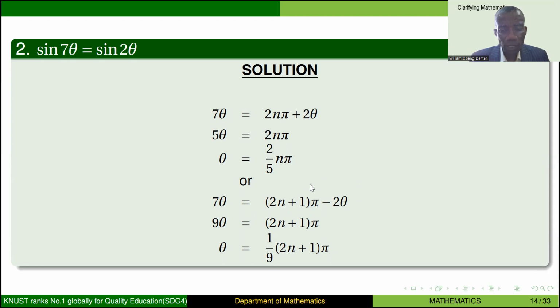So we add 2 theta to the right-hand side and 2 theta to the left-hand side. So we shall get 9 theta on the left-hand side. Then this theta will clear off because of the negative sign we are adding. So we shall divide this by 9, divide that side by 9. So we get theta equals 1 on 9, (2n plus 1), all multiplying pi.